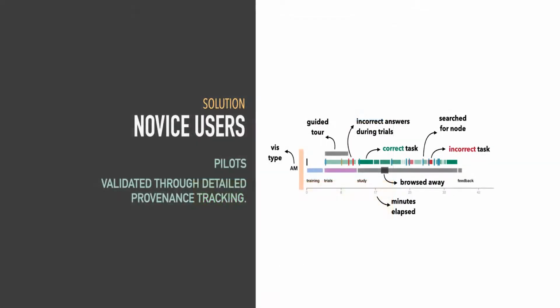In order to understand the effect of extensive training for novice users, we ran multiple pilots and tracked detailed provenance. This allowed us to see things like how many incorrect answers a user is submitting before getting the trials right. Are they using all of the relevant interactions? Here we have an example of one of the participants where we can see how long they took on the training component and their timing throughout the study.